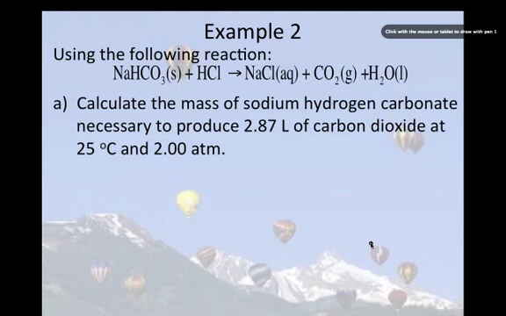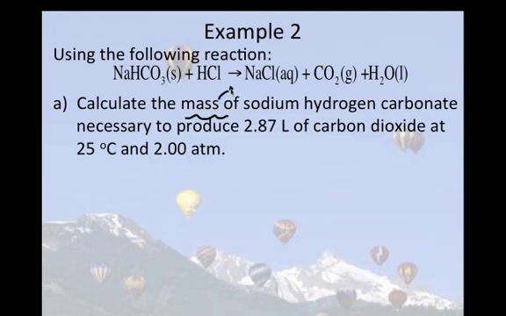So this one says calculate the mass of sodium hydrogen carbonate necessary to produce 2.87 liters of carbon dioxide at 25 degrees Celsius and 2 atmospheres. Alright, so this again is not happening at STP. 2 atmospheres is twice the standard pressure, and 25 degrees Celsius is hotter than 0 degrees Celsius. Alright, so let's work this through.